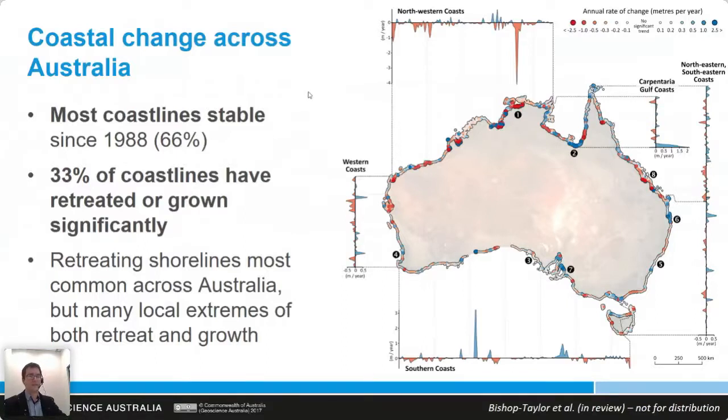Most of our coastlines are actually pretty stable overall, about 2/3 of them. However, about 1/3 of them have changed significantly over the last 30 years. And of those changes, the majority has been retreat. But there is a huge amount of variability.